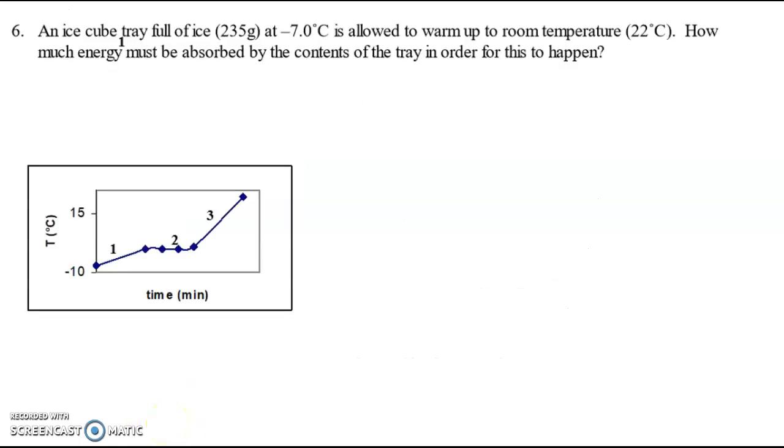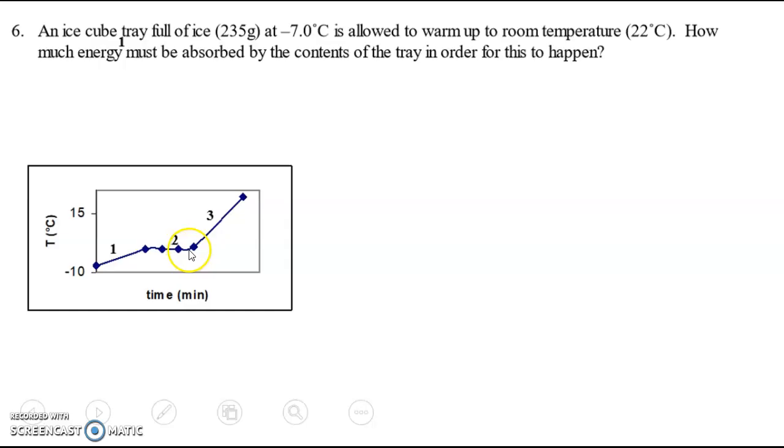So now we'll take a look at problem number 6. An ice cube tray full of ice, 235 grams, is at -7 degrees Celsius, and we allow it to warm up to room temperature at 22 degrees Celsius. So how much energy must be absorbed by the contents of the tray in order for this to happen? If we look at our heating curve now, we're going to start at -7. It's going to warm up, and then it's going to phase change when it melts.